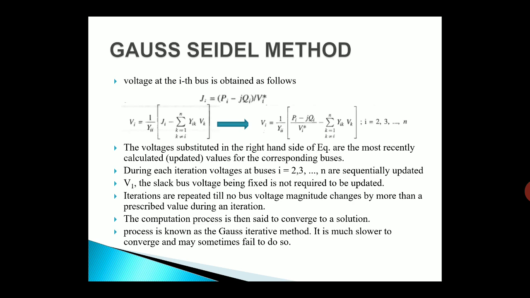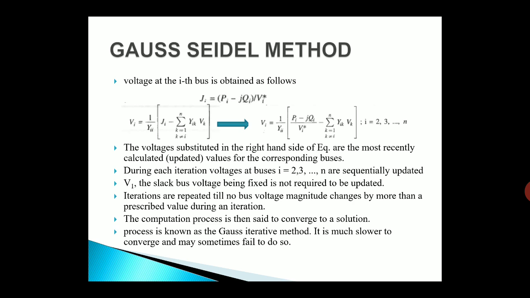During each iteration, voltages at buses i equal to 2, 3 to n are sequentially updated. V1, the slack bus voltage being fixed, is not required to be updated. Iterations are repeated till no bus voltage magnitude changes by more than the prescribed value during an iteration. The computation process is then said to converge to a solution. This process is called the Gauss-Seidel iterative method. It is much slower to converge and sometimes fails to do so. It is the basic method and very slow to converge, but this is where we start. The other methods we will go on discussing.